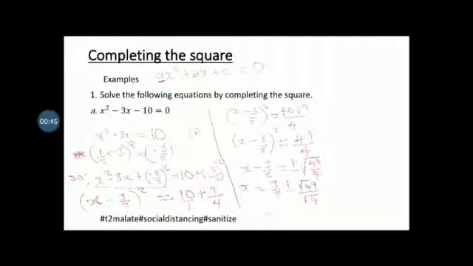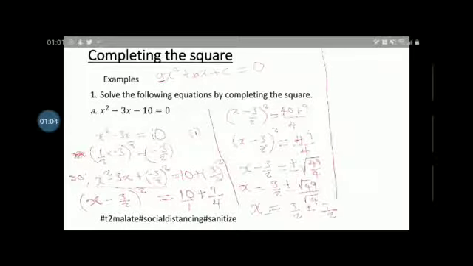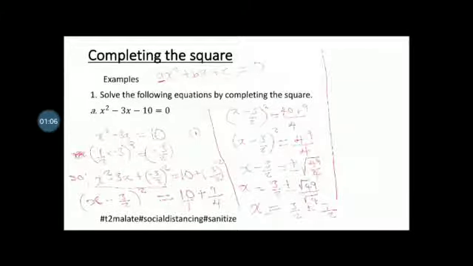And this is equal to x is equal to 3 over 2 plus or minus the square root of 49 is 7 over the square root of 4 is 2. So now I want to find the exact possible values of x.